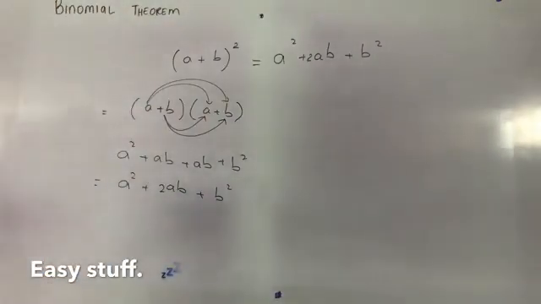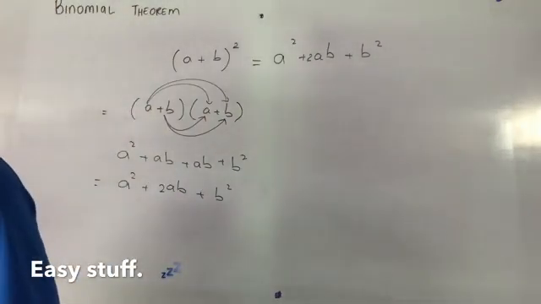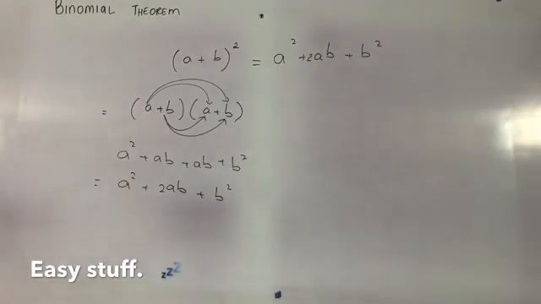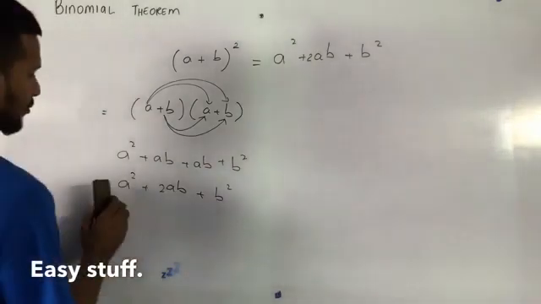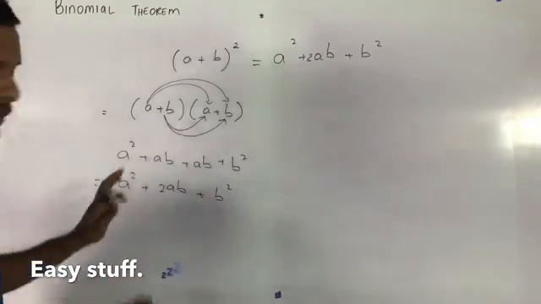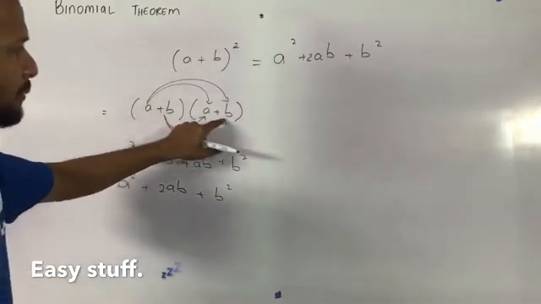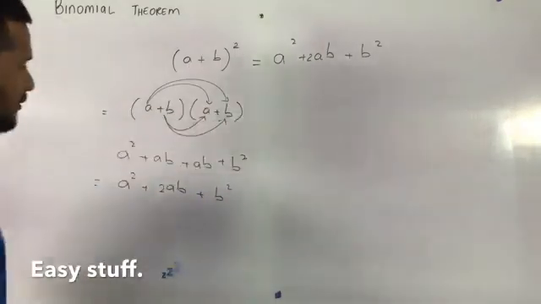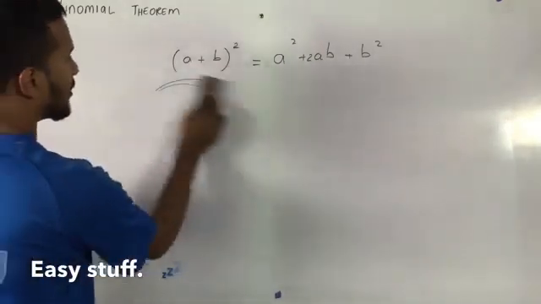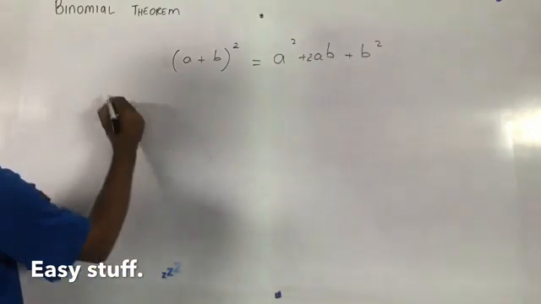Next, let's try to do a plus b all cubed. Lost my duster there for a minute. Right, so simple. a plus b cubed will simply be a plus b times a plus b times a plus b. Very good. Let's see how it actually looks.